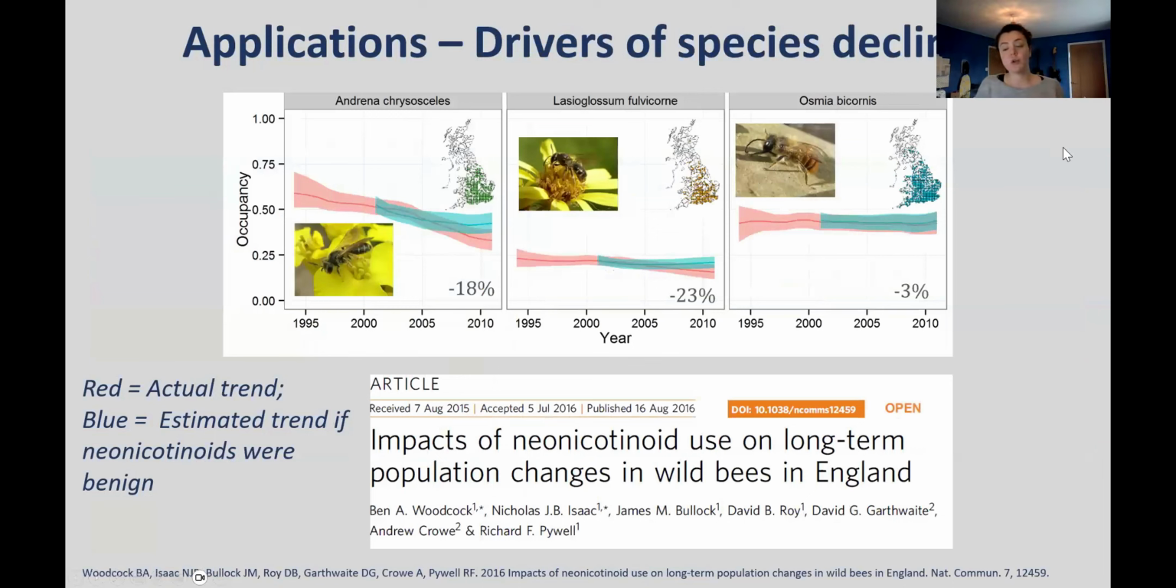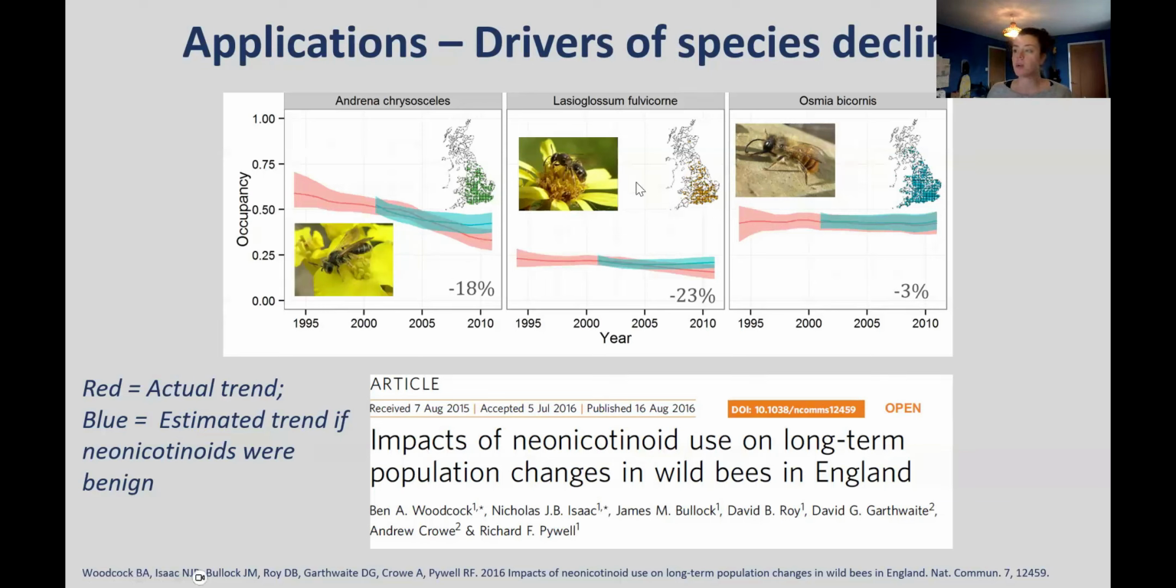We've also started using this workflow to look at some of the drivers that might be behind these biodiversity changes. This was a paper from a few years ago now from my colleagues that looked at the impact of neonicotinoids on population changes in wild bees in England. And what you see here in these plots, in red is the trend in occupancy that was estimated by the model. And in blue is what that trend would have been like if neonicotinoids had zero impact on the bees.